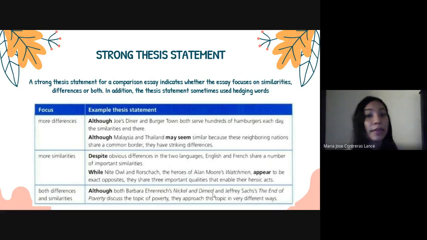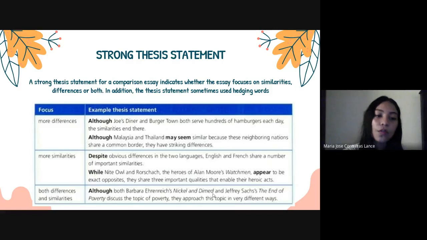If we want to focus on similarities, we use despite or while. For example, despite obvious differences in two languages, English and French share a number of important similarities. Or you can use while. For example, while Night Owl and Rorschach, the heroes of Alan Moore's Watchmen, appear to be exact opposites, they share three important qualities that enable their heroic acts. We are focusing here on similarities.